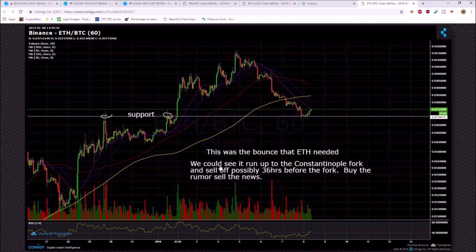We could see, and so here's the post. So this is the bounce that Ethereum needed. We could see a run up to the Constantinople fork and a sell off possibly 36 hours before the fork. Buy the rumor, sell the news.